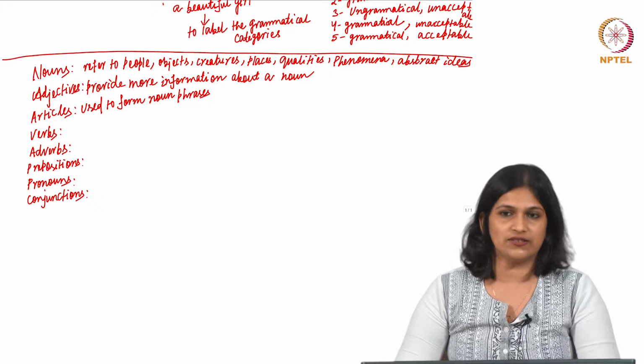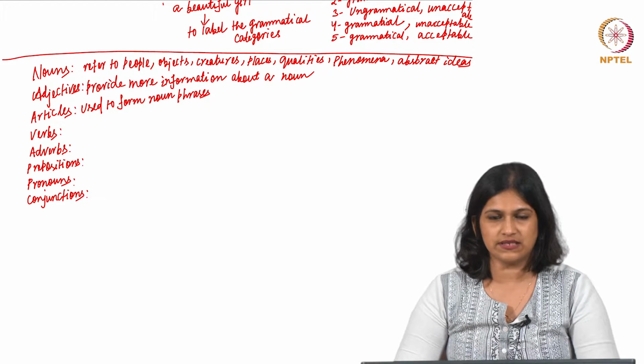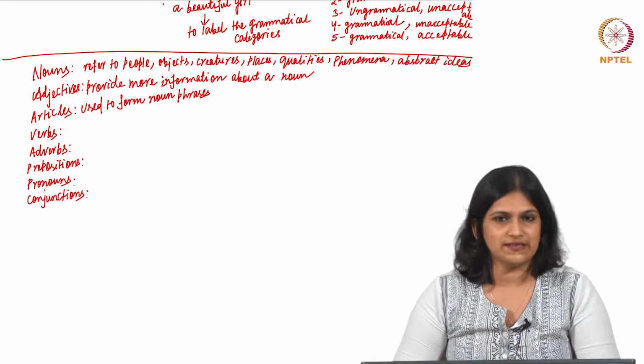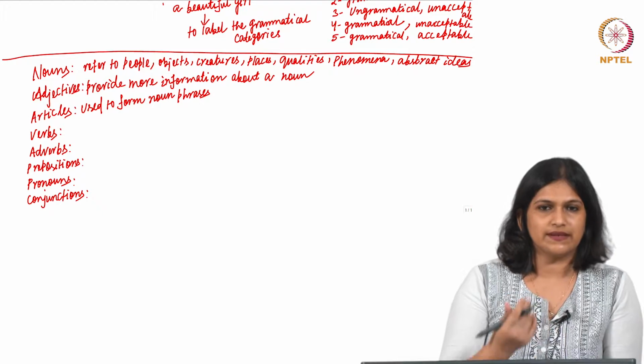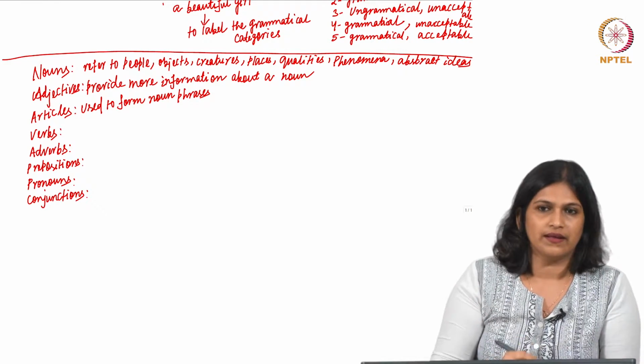When you say large objects, object is a noun, large would be an adjective. Strange experience, experience is a noun and strange is an adjective. Okay? That is how we understand adjectives prescriptively or traditionally.